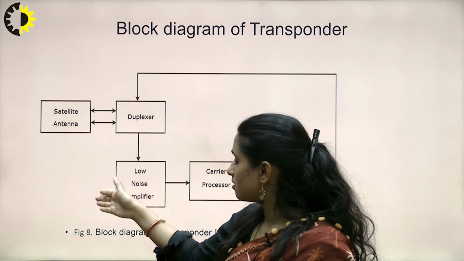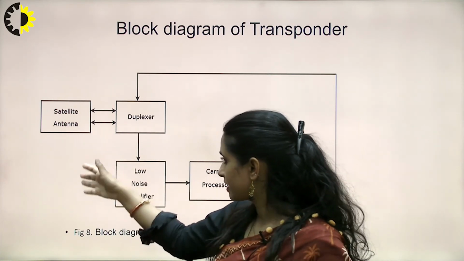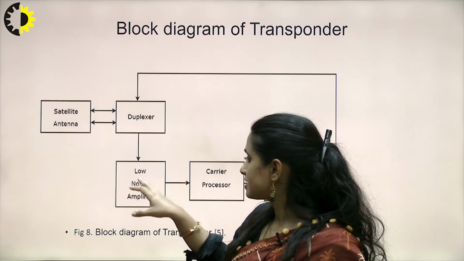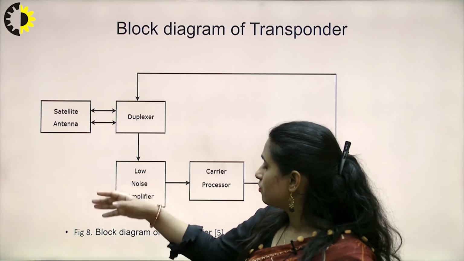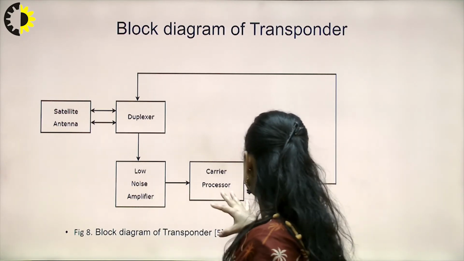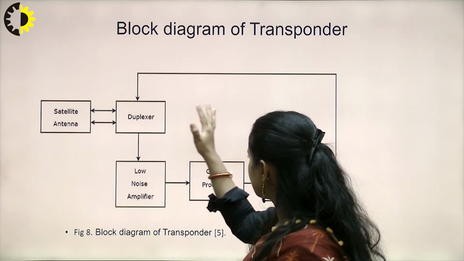We can add on a few things, like we can have a pre-selector that will select the wave, then a low noise amplifier, which will cut down noise and amplify the actual signal, then carrier processor, power amplifier. This will be a complete thing.